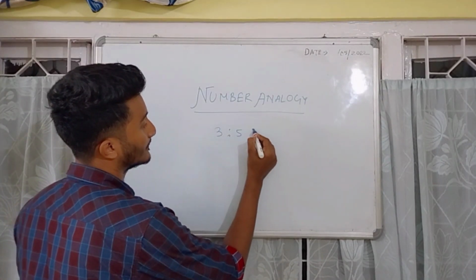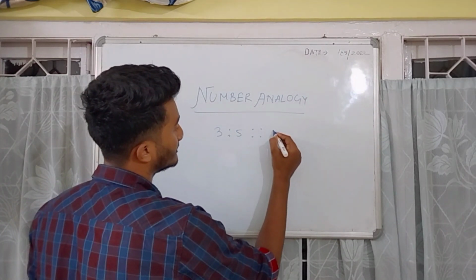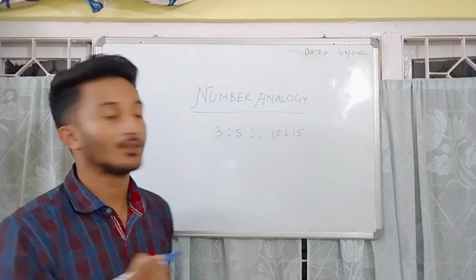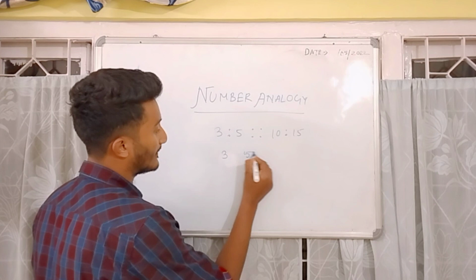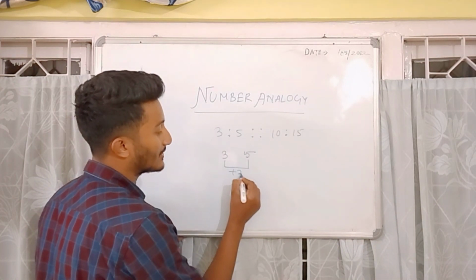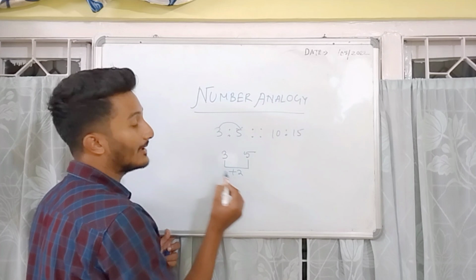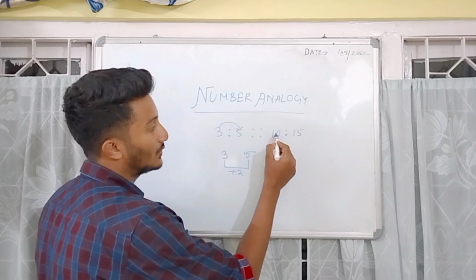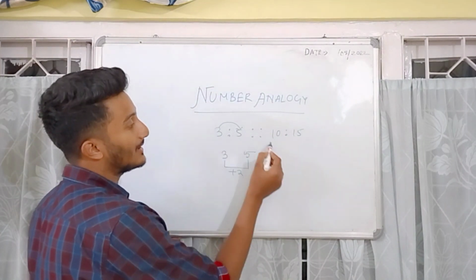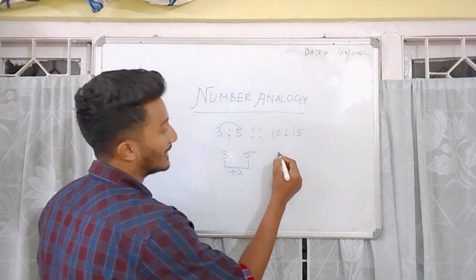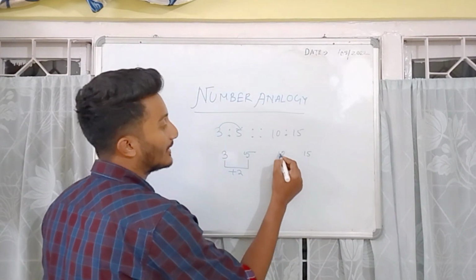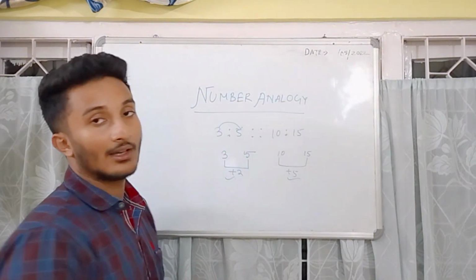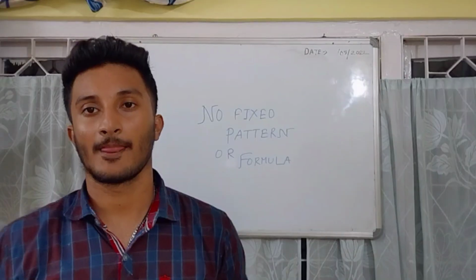Suppose we are taking another example. 3 is to 5, and 10 is to 15. Now we have to see the first two numbers. What are the first two numbers? 3, 5. So there is an addition of plus 2, right? From the first number to the second number, we have added plus 2, isn't it? Now we have to check whether using the same relation we get 15 from 10 or not. In order to get 15 from 10, we have to add plus 5, right? So the same relation is not being used here. So we can say that this is not in analogy.